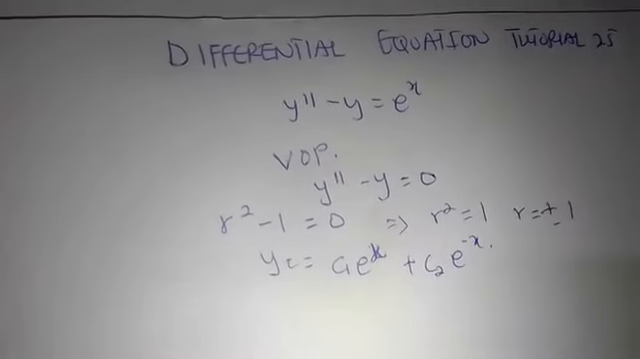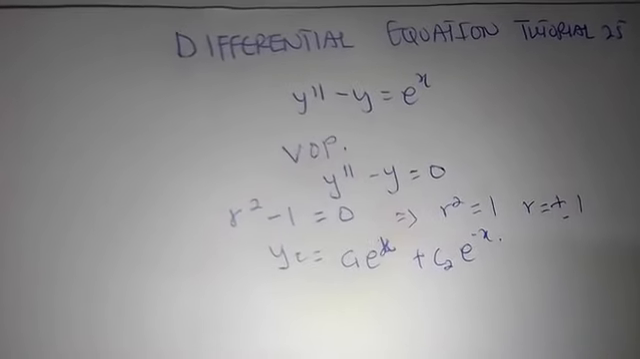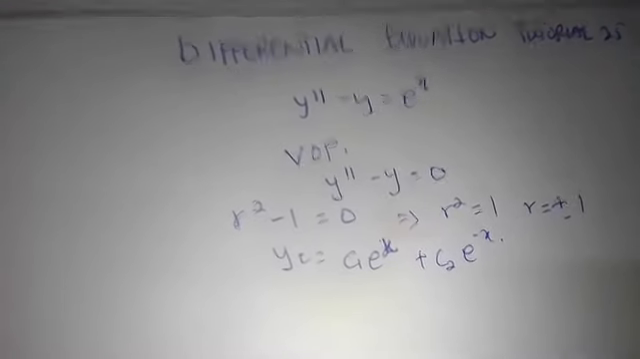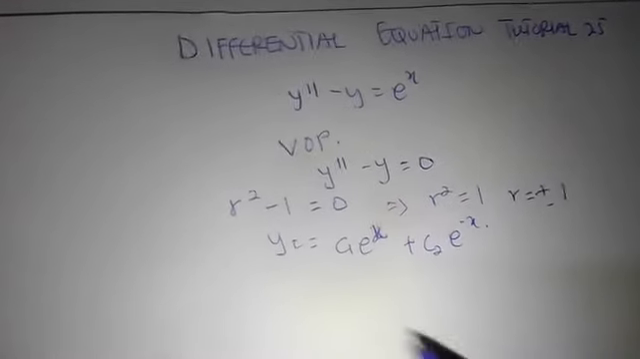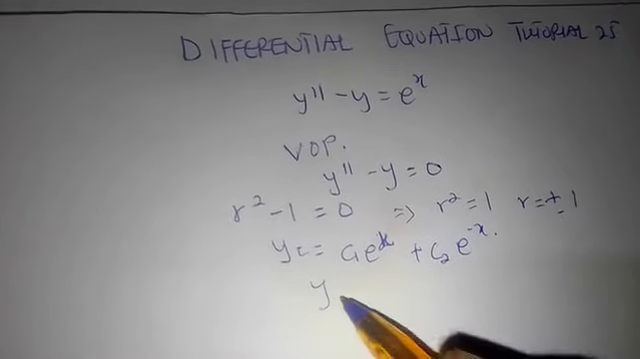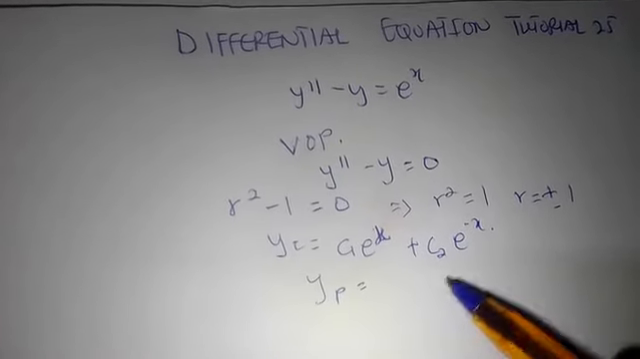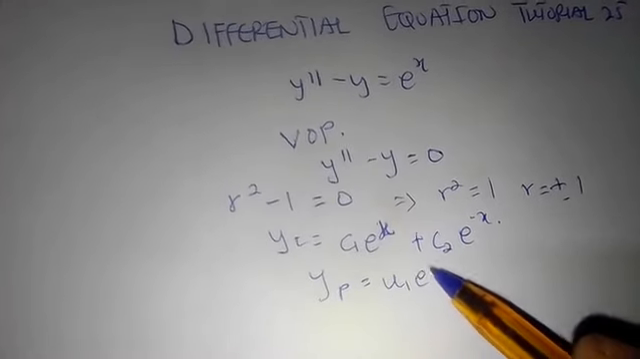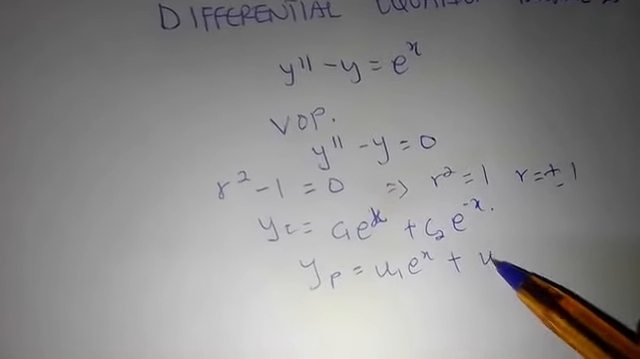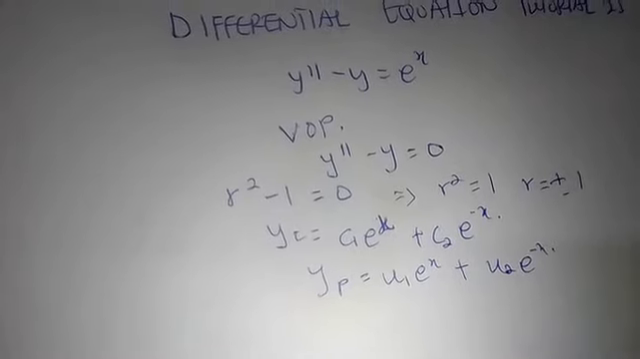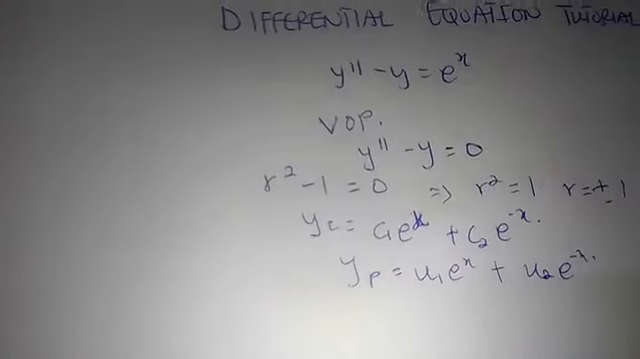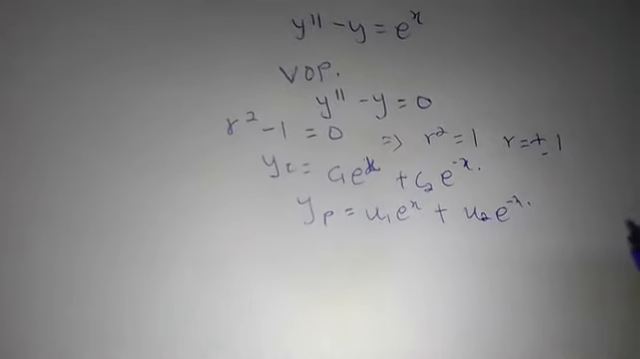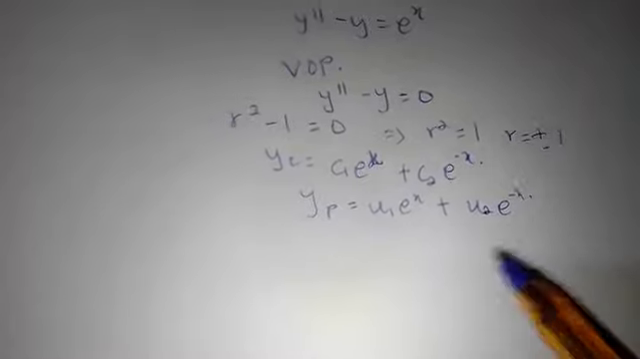Now, in the method of variation of parameters, the particular solution is always dependent on the complementary solution. So we write our yp equal to, instead of c1, u1 e to the power x, plus u2 e to the power negative x. This becomes our particular solution. We are left to find u1 and u2, then we get our complete particular solution.